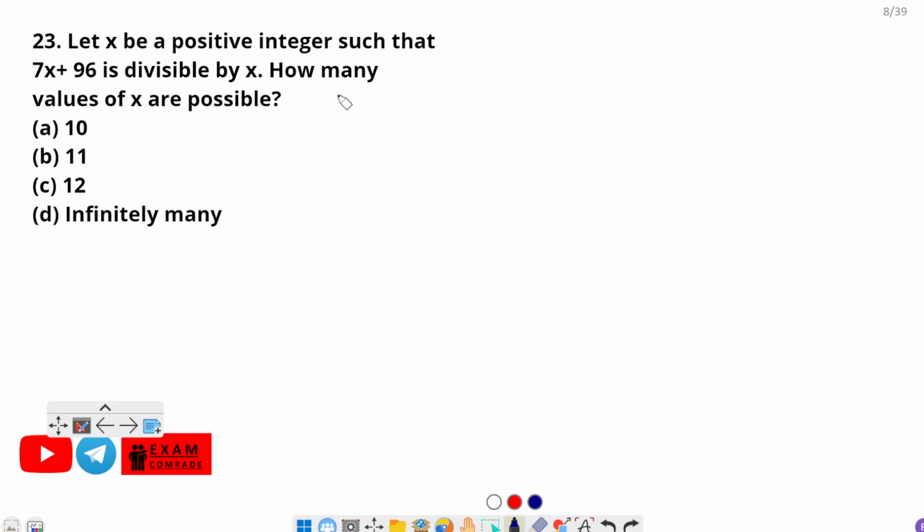Let x be a positive integer such that 7x plus 96 is divisible by x. How many values of x are possible? It implies that as 7x is already divisible by x, we'll check the divisibility rule for 96. So 96 is divisible by x.